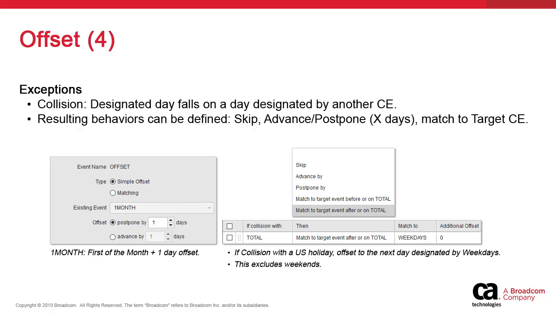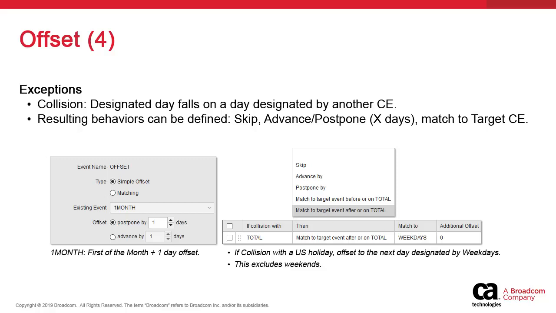The last part of the offsets event is the exception, which allows us to define the behavior for cases where the existing event collides with another. In other words, the baseline event designates a day which is forbidden by the collision event. Acceptable behaviors are skip, whereby no execution occurs, advanced or postponed by a hard number of days, or offset using a calendar event.